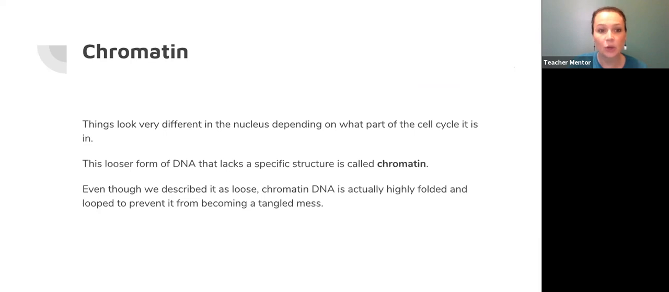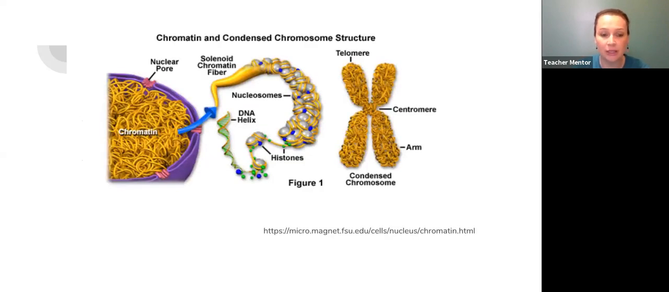All right, so chromatin. Now, things are going to look very different in the nucleus depending on what part of the cell cycle the cell is in. This looser form of DNA, which lacks specific structure, is called the chromatin. And again, I've heard it referred to kind of like a hairball. Okay, it's all messy, it looks like there's no organization whatsoever. Even though we describe it as loose, DNA is actually highly folded and looped to prevent it from being tangled and messy. In this picture, I really enjoyed it because the chromatin looks like spaghetti or maybe chow mein. Some type of noodles that are all messed up and combined into one area.